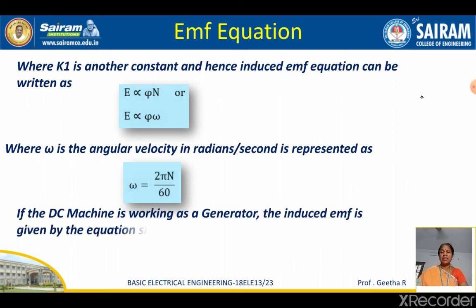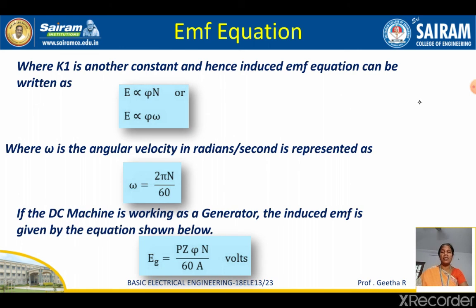If the DC machine is working as a DC generator, then the induced EMF is given by the equation shown below, that is Eg. The induced EMF of the generator is nothing but PZ phi N by 60A, where P is the number of poles, Z is the number of conductors, phi is the flux, N is the speed, and A is the number of parallel paths. So that's all about the EMF equation of the DC generator. Thank you.